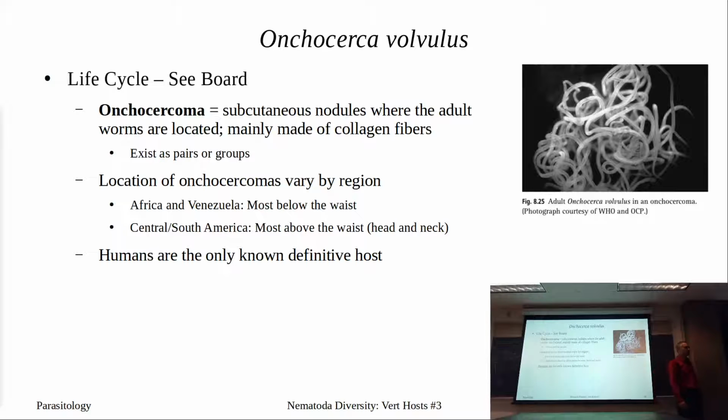Where we see these onchocercomas develop varies by region. So in Africa and Venezuela, most of these things develop below the waist, so in the legs. But in Central and South America, most of them happen above the waist, so in the head and neck region. And just like Wuchereria, humans are the only known definitive host. Kind of interesting. This suggests there may be like 2 maybe subtypes. I don't want to call them subspecies, but 2 genetically different populations.